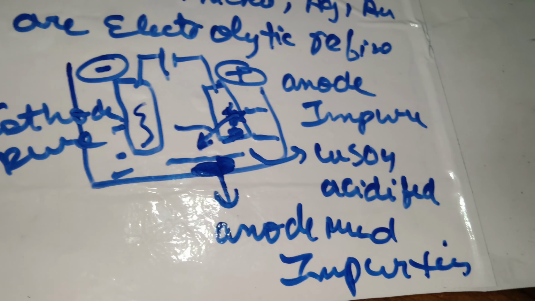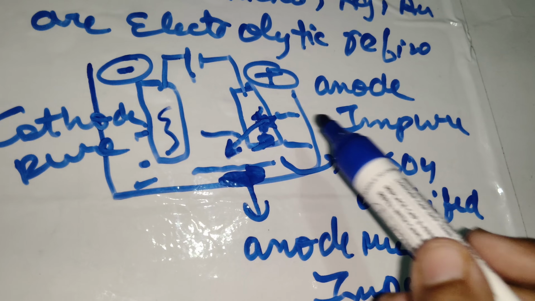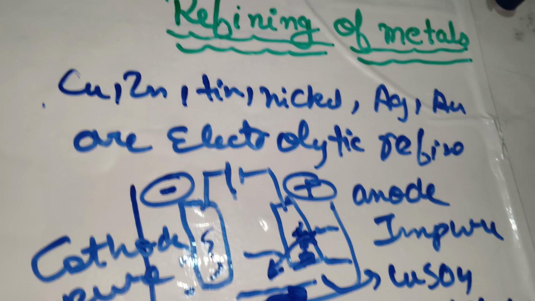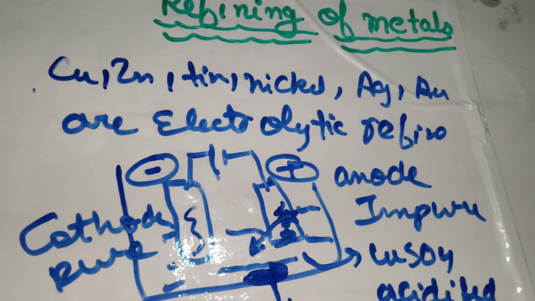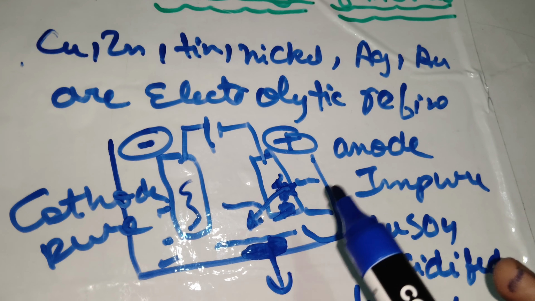So basically, when you apply the electricity, the pure metal is deposited at the cathode, and the impure sample gets dissolved in the solution. The impurities settle near the anode. So this is how electrolytic refining is done, where we can take copper, tin, zinc, nickel, gold, and silver. And how do we refine it?